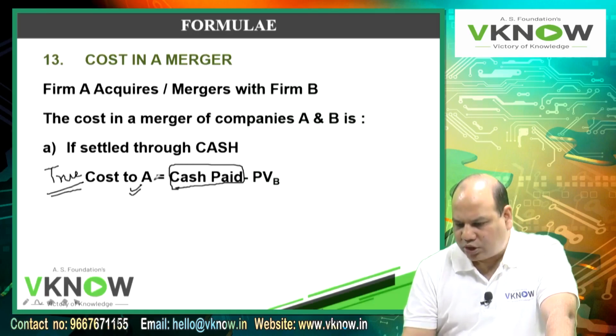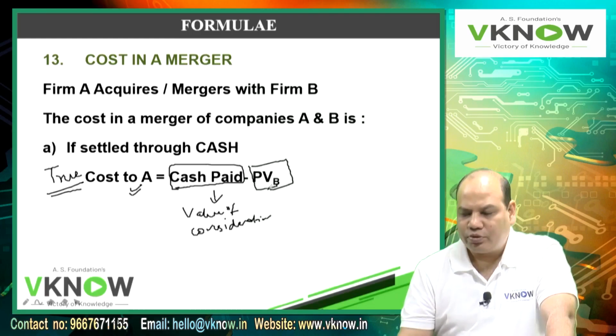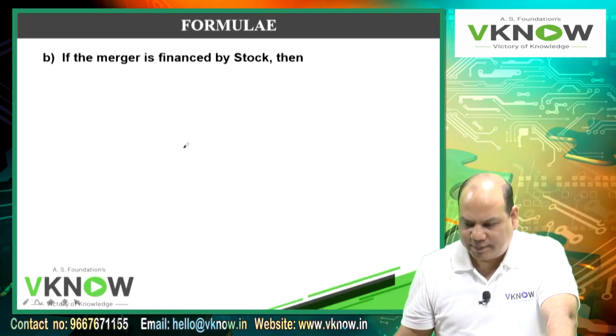True cost to the acquiring company is the value of consideration paid. That is cash paid. How much did you pay? Minus the value of the target company, PVB. The difference is called the true cost of acquisition to the acquiring company.